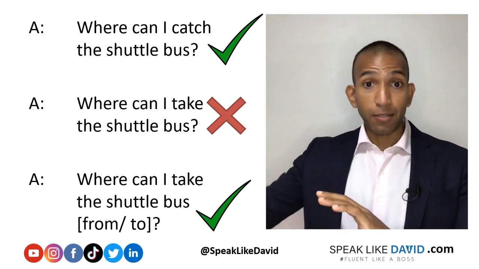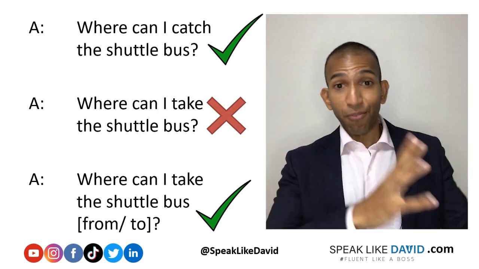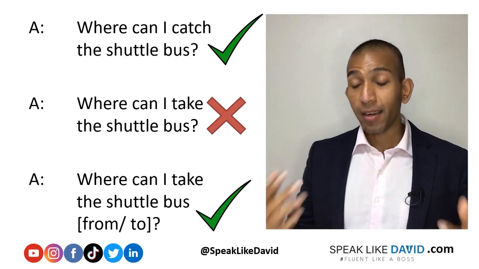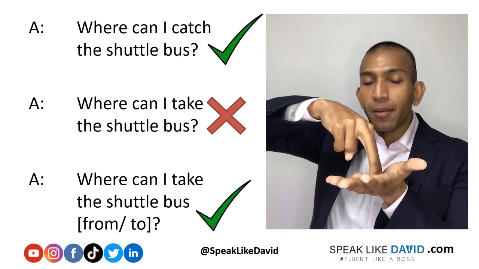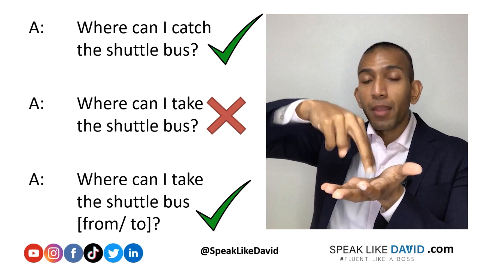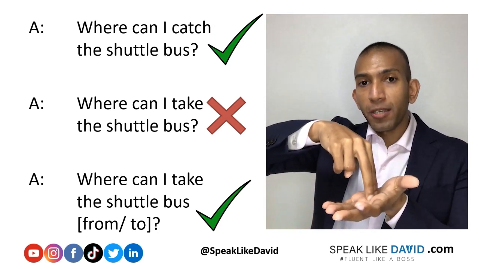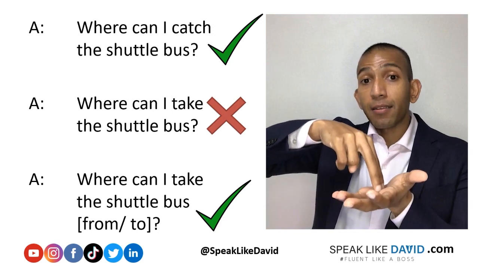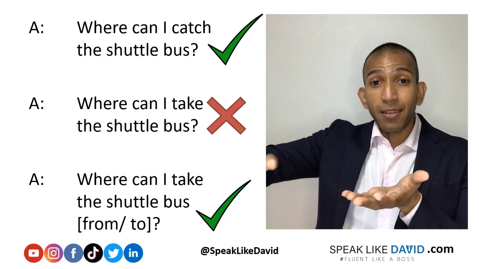Outside of the context of this conversation, so ignore everything that took place before, you can also say, where can I take the shuttle bus to? Because remember, take means this idea of riding. So where can I take it from? The word from shows that we're talking about where we start our journey. And if we say, where can I take the bus to? We're talking about where we end our journey.